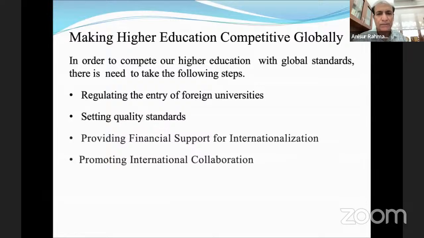So we need to compete. We as a faculty need to compete with the foreign universities which are going to be established very soon. In order to bring our education up to global standards, there is a need to take the following steps. Of course, there's no other way. We cannot turn them down, but we need to regulate the entry of foreign universities, set quality standards, provide financial support for internationalization, and promote international collaboration. I think these things must be taken into consideration, and thereafter we can think of a better society and a better world.